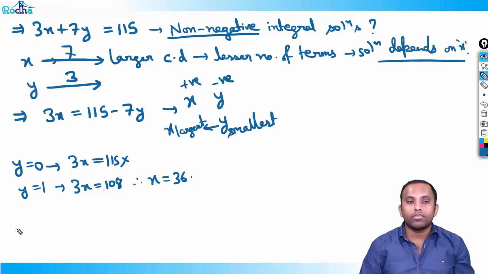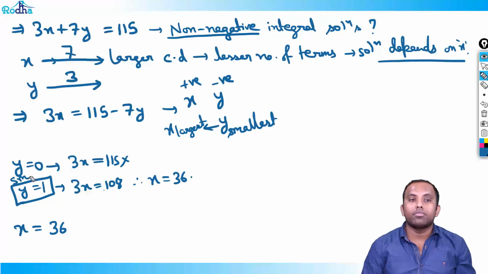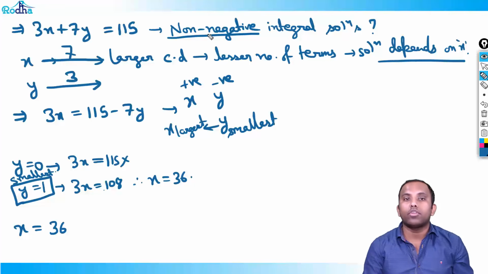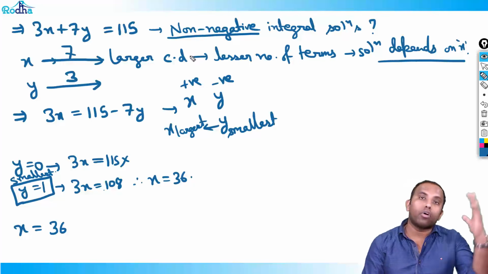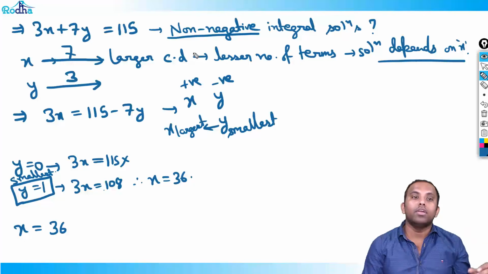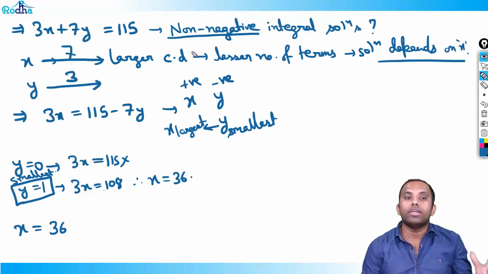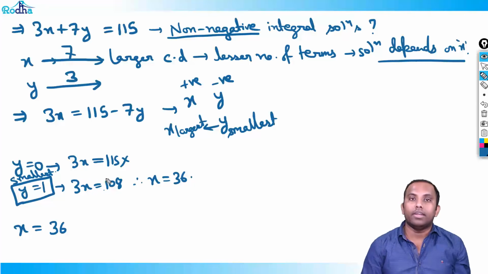If x is 36, I have the corresponding value of y as 1, and I can be sure that y equal to 1 is the smallest value. It is the smallest value of y satisfying x as an integer, because it starts from non-negative. It started from 0 itself, right? There can be no number before 0. 0 didn't satisfy, 1 satisfied for x as an integer. That means y equal to 1 is the smallest value.